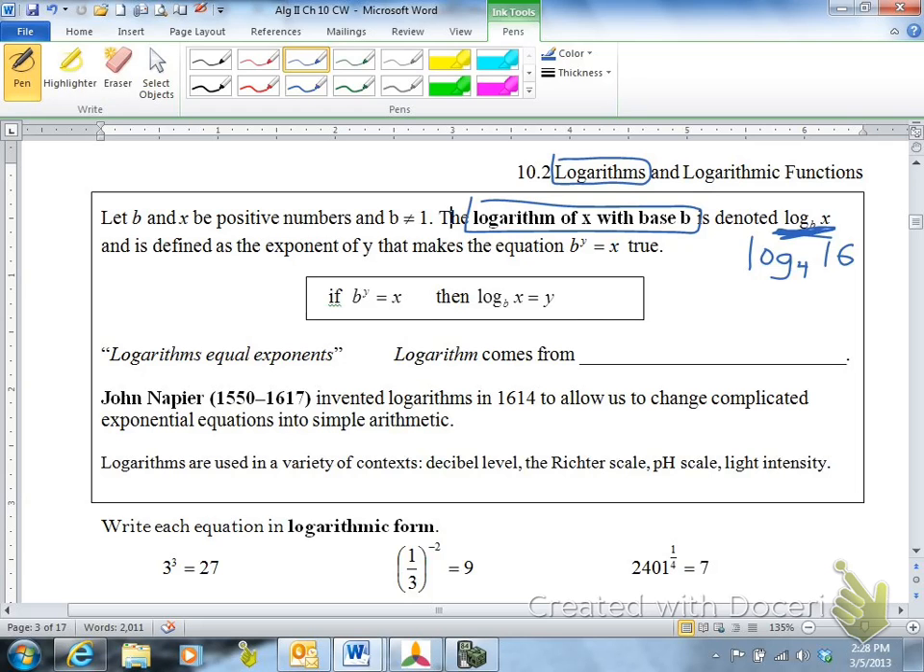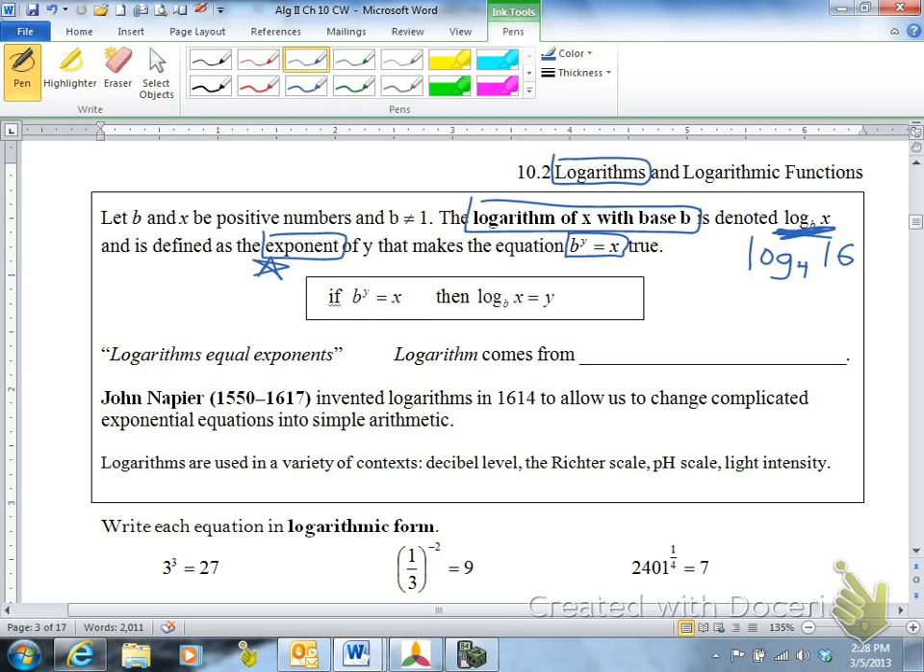What is a logarithm? A logarithm is an exponent. And that's really important to know. So if someone asks you, what's a logarithm? You should say, oh, it's an exponent. That's all it is, an exponent. Specifically, it's the exponent that makes this equation true: b to the y equals x. Whatever y equals, we can use a logarithm to figure out what y is.